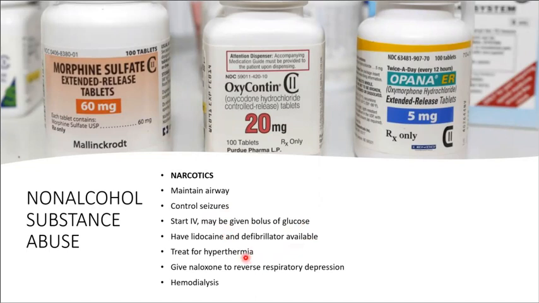We might also need to treat for hyperthermia because of the hyperpyrexia. And again, we'll need to give naloxone to reverse that respiratory depression. Remember, in overdose of narcotics, what do you see? You're going to see severe respiratory depression, pinpoint pupils, there could be coma, and again, we might need to carry out hemodialysis.